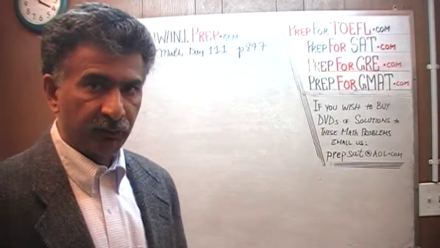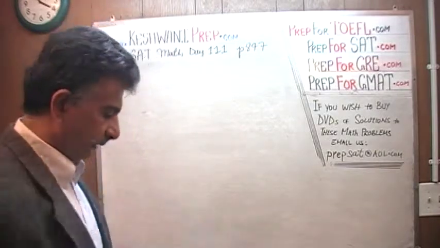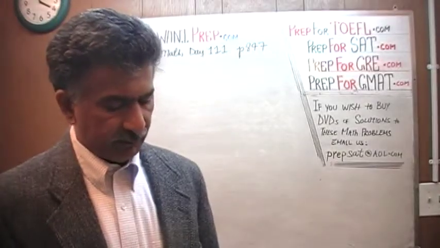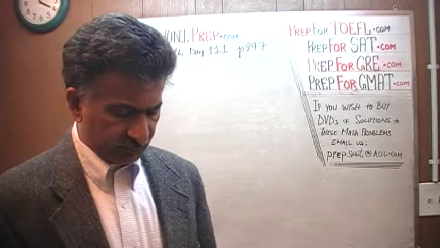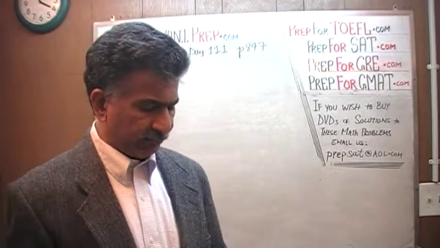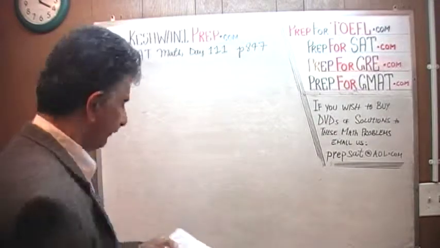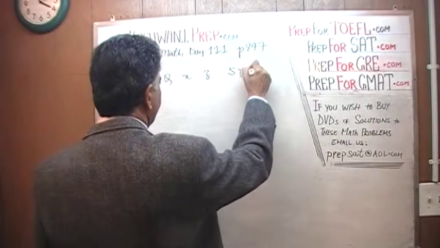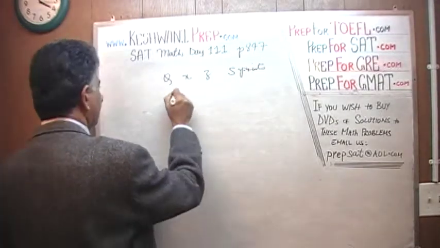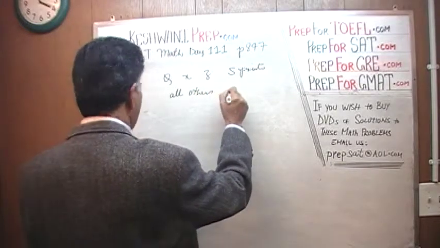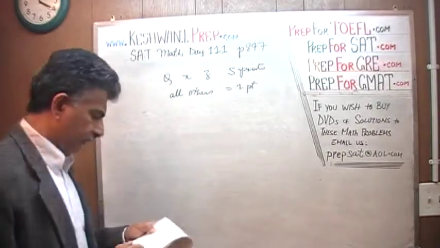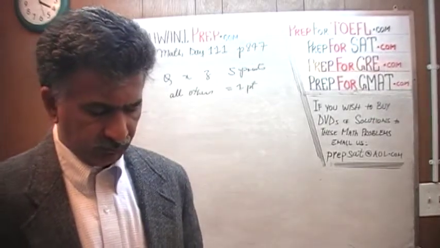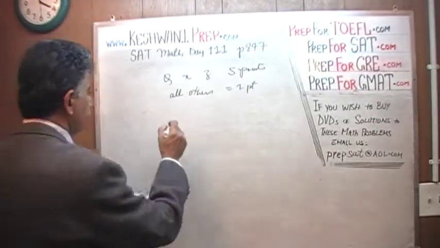Number 1, on a scale of 1 to 20, number 1 is very simple. It says, in a certain game, points are assigned to each word. Points are assigned to every word. Each Q, X, and Z in a word is worth 5 points. Let's make a note here. Q, X, and Z are 5 points. And all others are 1 point. Alright, so far so good. What is the sum of the points assigned to the word exquisite? Well, let's find out, shall we?